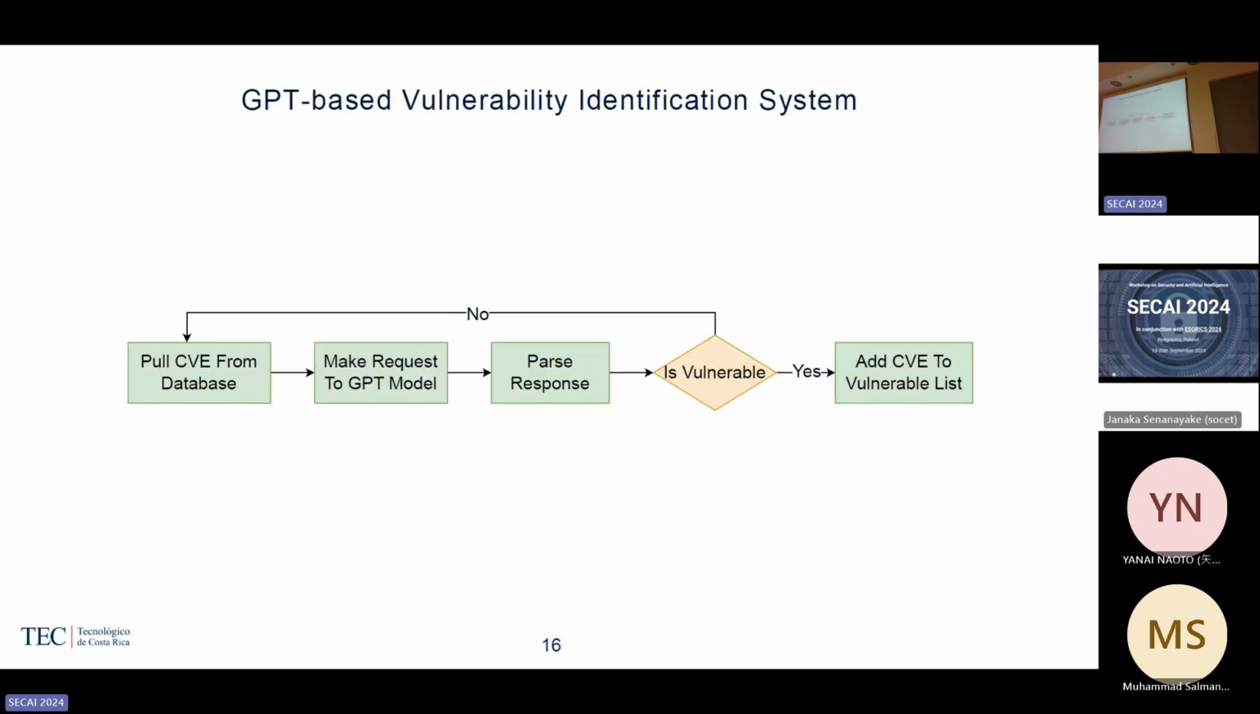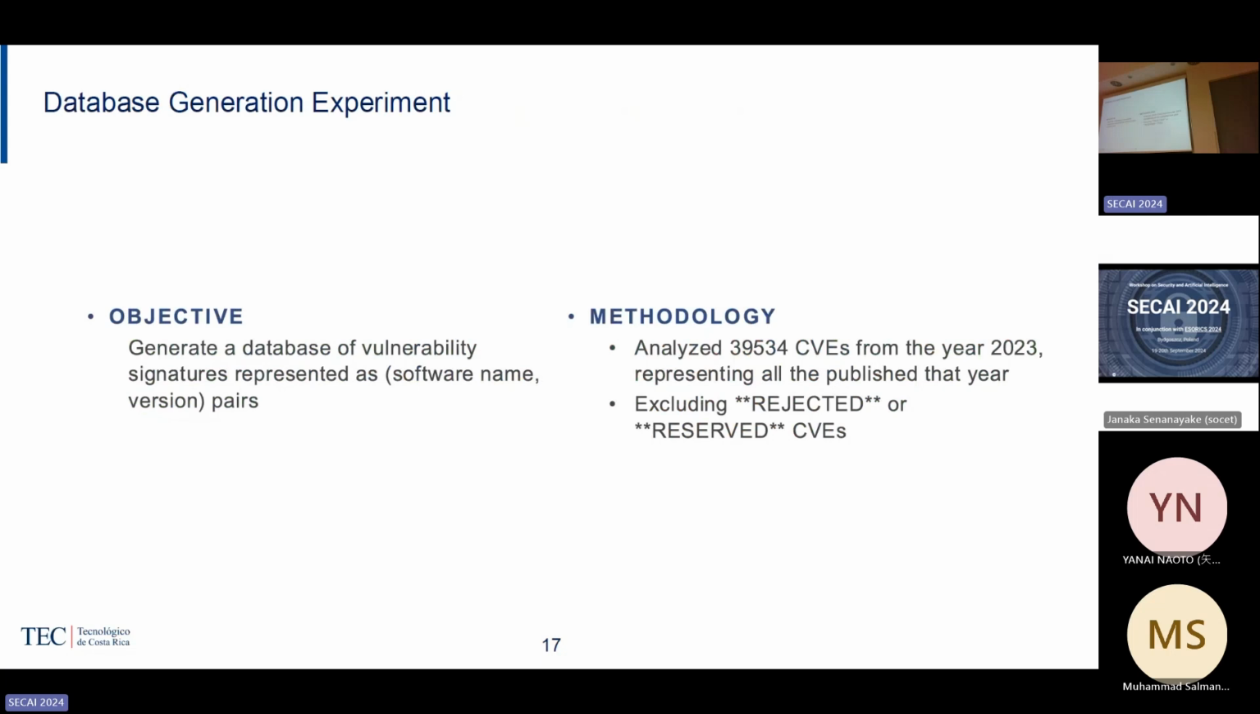In the case of the GPT model, it's the same, but instead of using comparison of strings and things like that, we just send the prompt to the GPT model. For that, we created experiments. The first experiment is basically to populate the database. How well do the models populate the database?